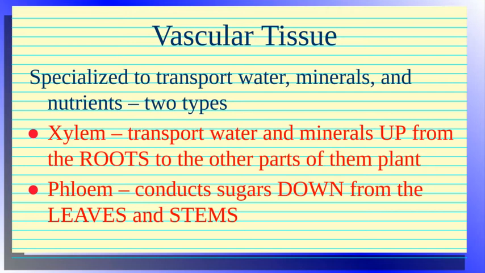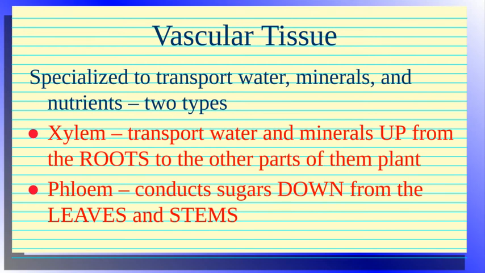The xylem is going to transport water and minerals up from the roots to the other parts of the plant. And then the phloem is going to conduct sugar down from the leaves and stems. A good way to remember this is phloem carries photosynthetic materials. Remember, photosynthesis produces sugar. The phloem carries sugar. So phloem and photosynthesis both start with "ph." And xylem is going to go up. It's going to move water and minerals.